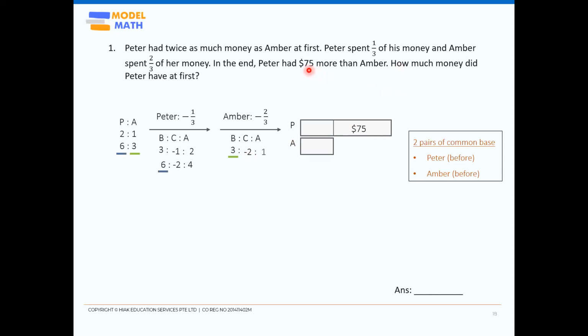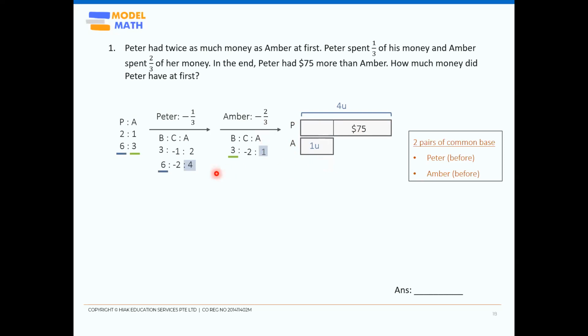Now, once your common base is settled, you can now start working with the usable value. The usable value will be this $75. That's the only value given to me, right? And this $75 indicates a difference between both of them in the end. In the end means you must look at the after ratio, after units. So if you look at after for Peter, after for Peter is 4 units, whereas for Amber is 1 U. So we're going to indicate them on the model. Peter, this whole stretch is 4 units, whereas Amber, this stretch will be 1 unit.